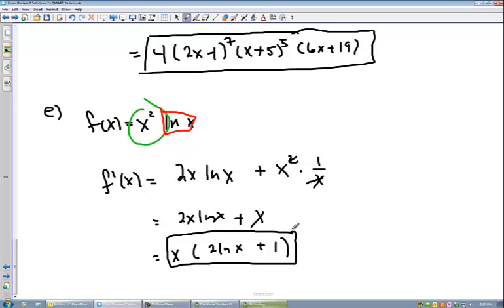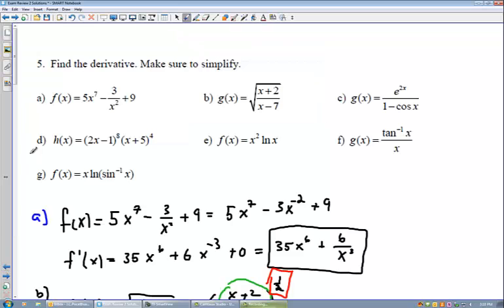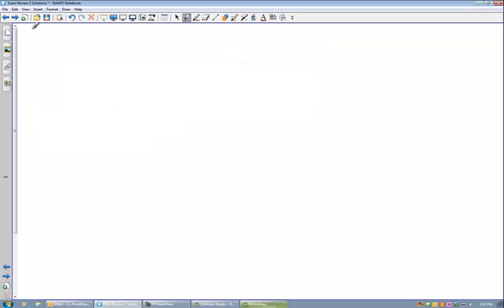And then part F, so A, B, C, D, E, F. We need to go to a new page. So part F, let's go back here and add a page. So part F is g of x equal to, and we finally get into some inverse trigonometric functions. So we have tan inverse of x, all divided by x.